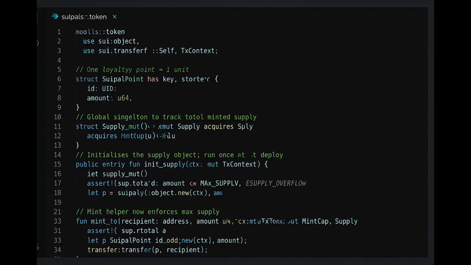In mint, we borrow the singleton mutably, assert the future total does not exceed the cap, then update and proceed to mint. Notice that the point struct is unchanged and continues to use key and store, while supply also uses key and store but lives in the shared realm, demonstrating how the same abilities behave differently depending on context. Compile and run init to create supply once. Subsequent airdrop transactions now fail gracefully if the cap would overflow.